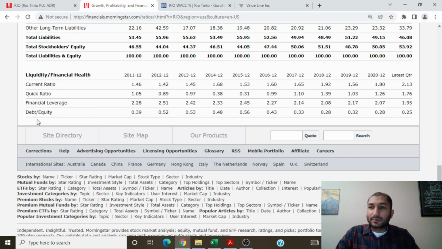Finally, looking at the debt to equity ratio, the debt to equity ratio compares the company's total debt to its shareholders' equity. Ideally, we want the company's debt to equity ratio to be less than 1.0. It's even better if it's less than 0.5. Back in 2011, the company's debt to equity was at 0.39, and for the latest quarter, it's at 0.25. Both the financial leverage and debt to equity ratio show that the company is not overextending itself. In other words, it is living within its means and it's not trying to finance its growth by taking on debt.